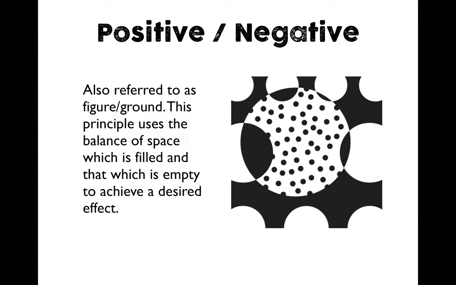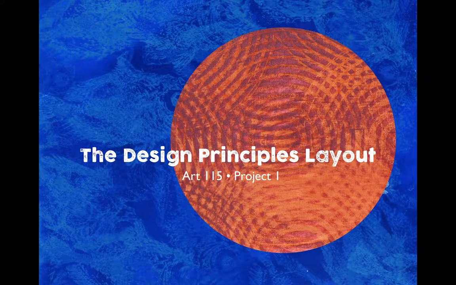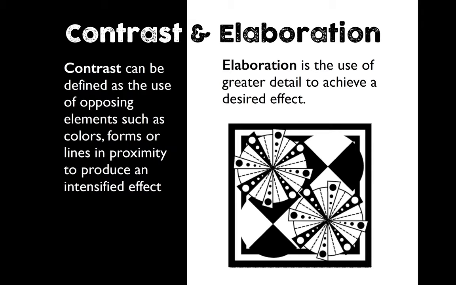Both groups of words are suggesting the exact same thing. We're talking about the balance of space which is filled and the balance of space which is empty to achieve a desired effect. And we've seen this through our examples. You talked about it right at the beginning, Jeremy, when you talked about those circles real early on. This utilizes positive and negative space to sort of make our eye complete the circle. It's not the driving force of the design, but it utilizes it.